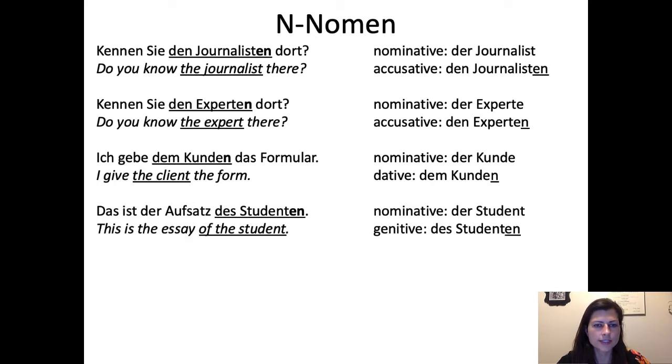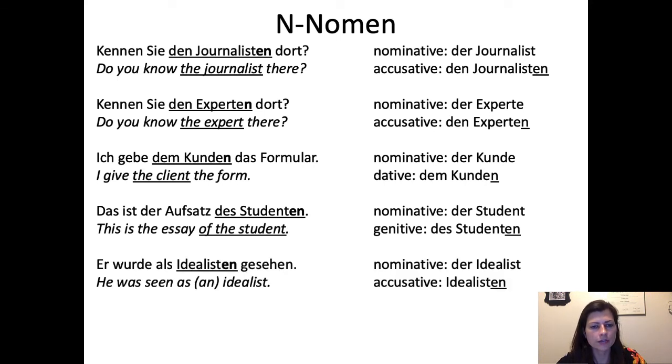Das ist der Aufsatz des Studenten. This is the essay of the student. And so you can see now we're going into the genitive. And normally in the genitive, we would add an S to the end of the noun itself, right? But we're not going to add an S because this is an N noun, and the N noun rule overrides the genitive rule. So we're going to do the genitive in the article, des. The article is definitely showing genitive, right? But we're not going to add the S like we normally would to the end of the noun itself. We're going to add the N or the EN instead.